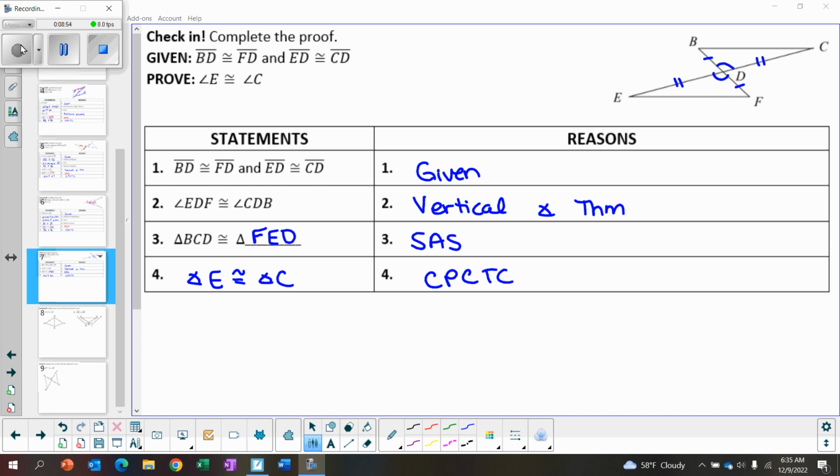So we are given our first statement. We have vertical angle theorem for the vertical angles to be congruent, which now allows me to say the triangle BCD is congruent to triangle FED by SAS, side, angle, side. And then angle E is congruent to angle C by corresponding parts of congruent triangles are congruent, or CPCTC.